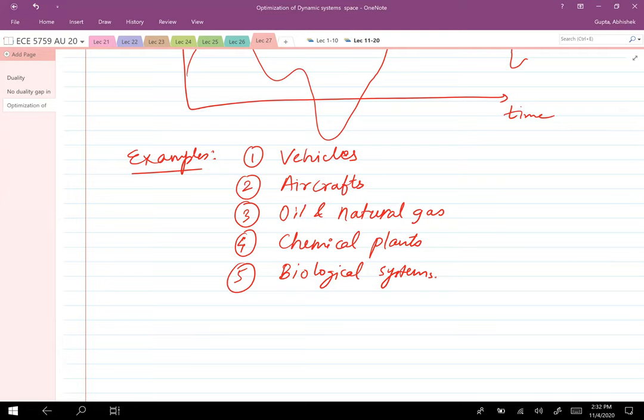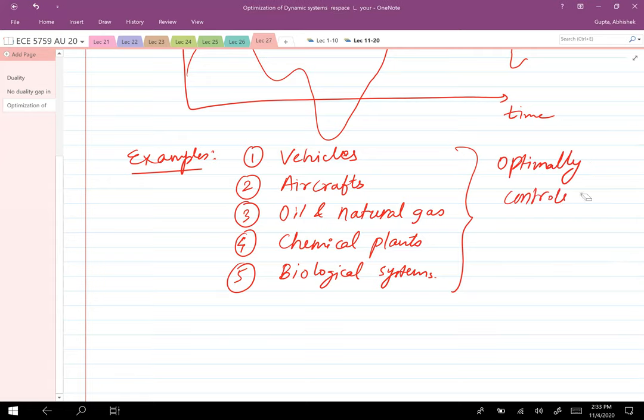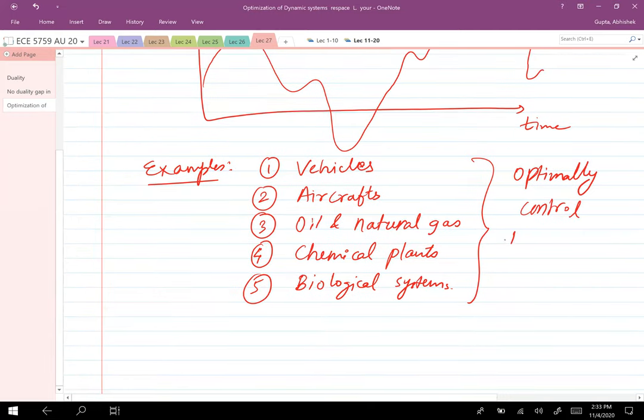Or for instance, there are insulin pumps, and the question would be to measure the blood glucose level and determine how much insulin should be pumped into the bloodstream. So that is a biological system, and you want to optimally control the biological system to get some desired behavior for the overall system. So there are plenty of examples in today's world where there is a dynamic system and you want to optimally control the dynamic system. Okay, so you want to optimally, with respect to some set criteria, control the dynamic system.